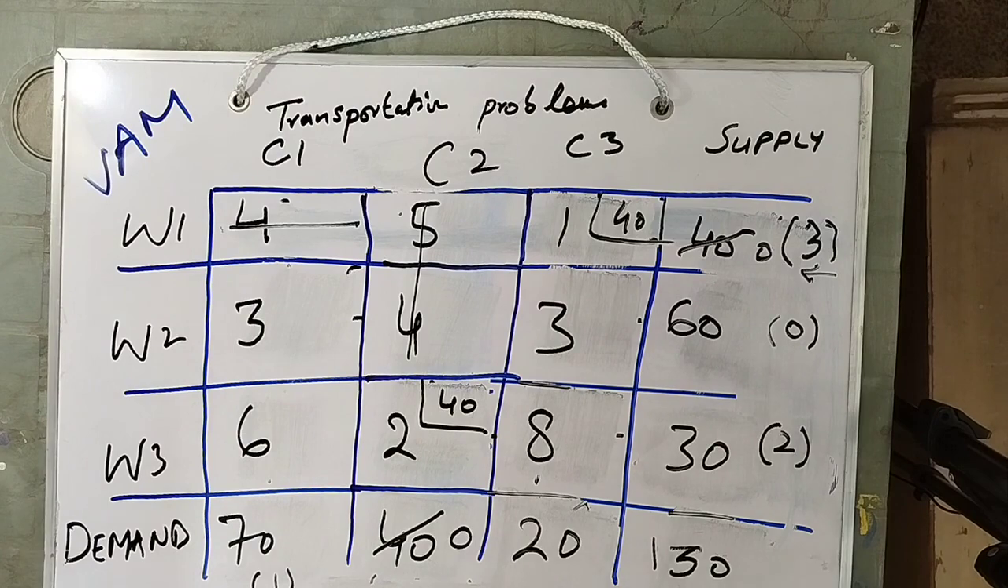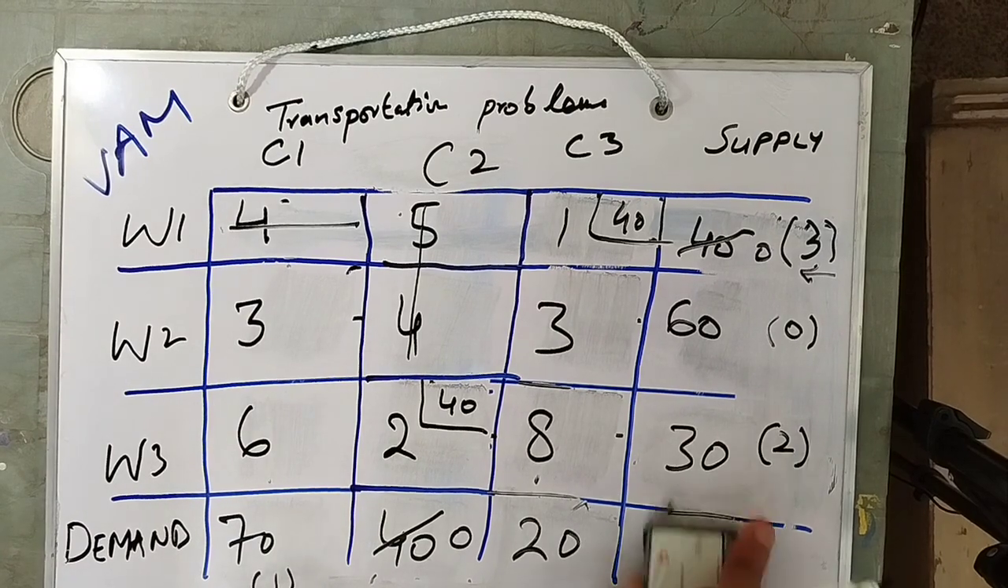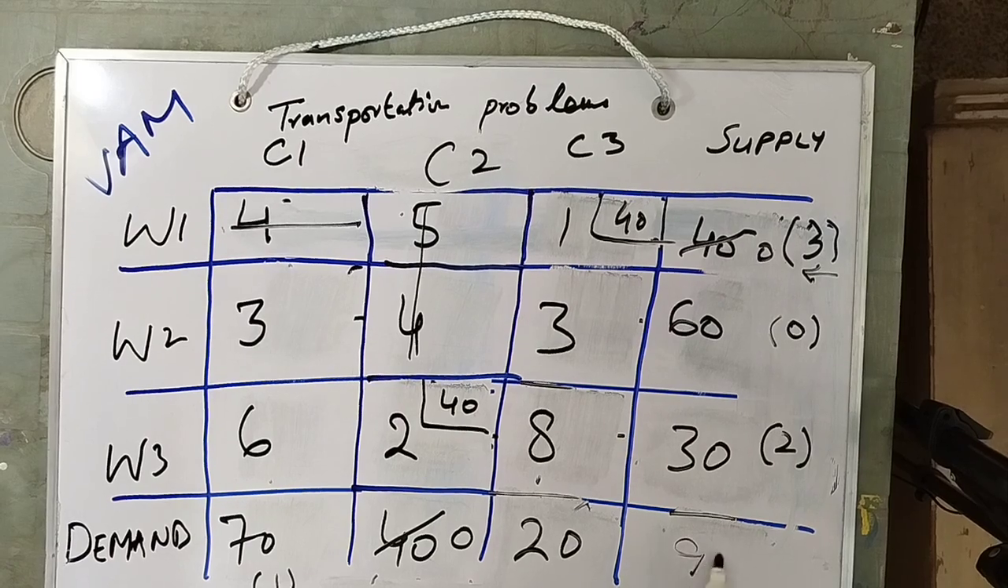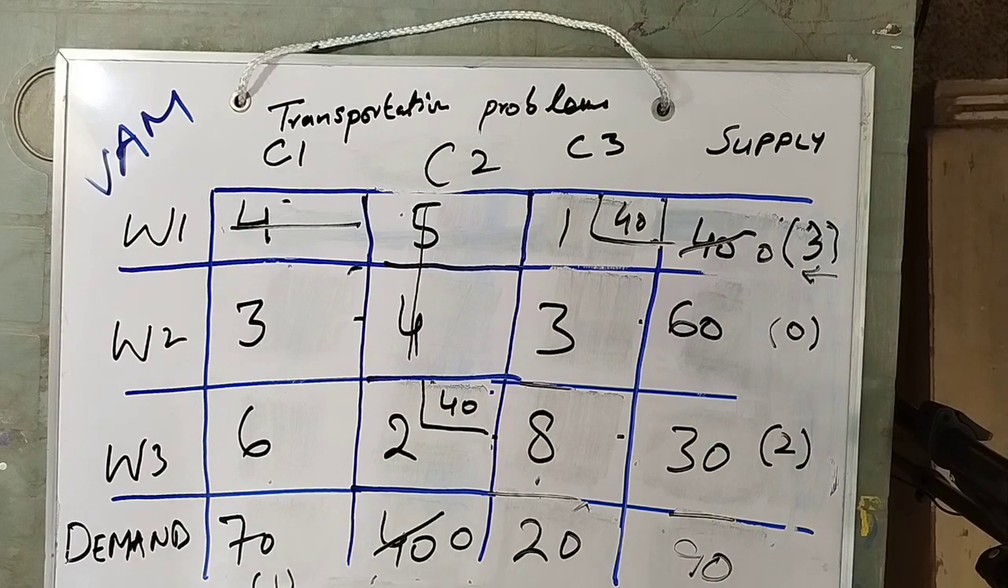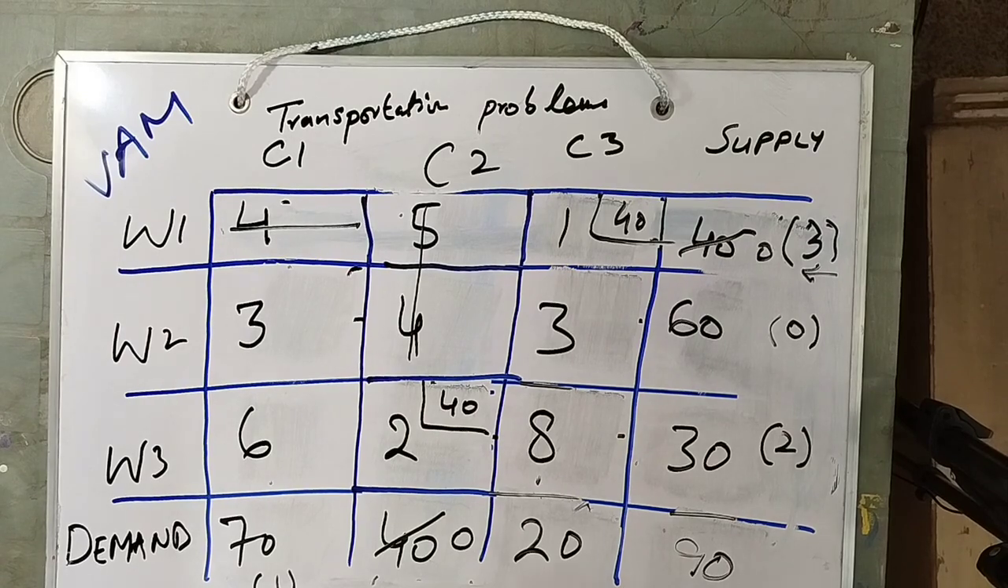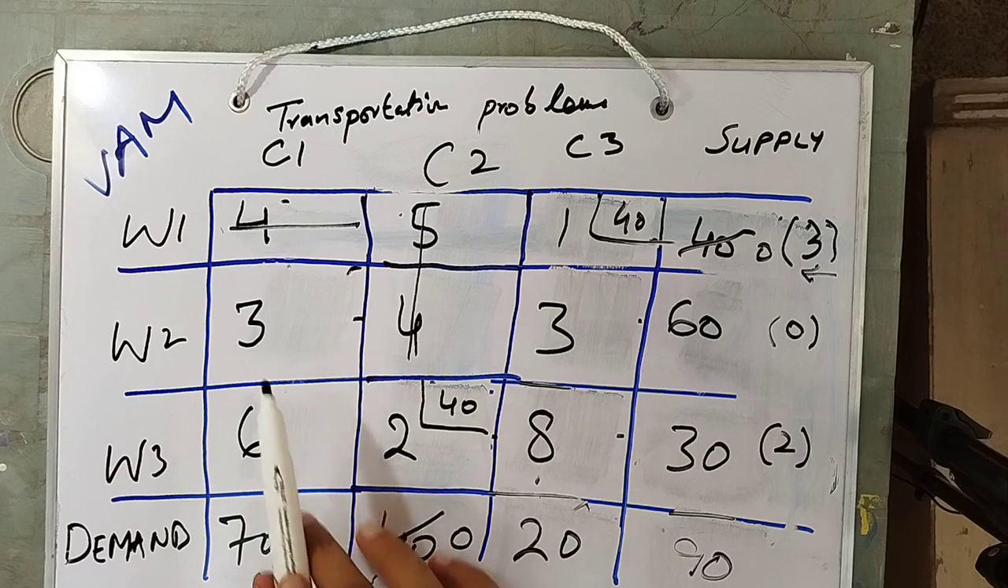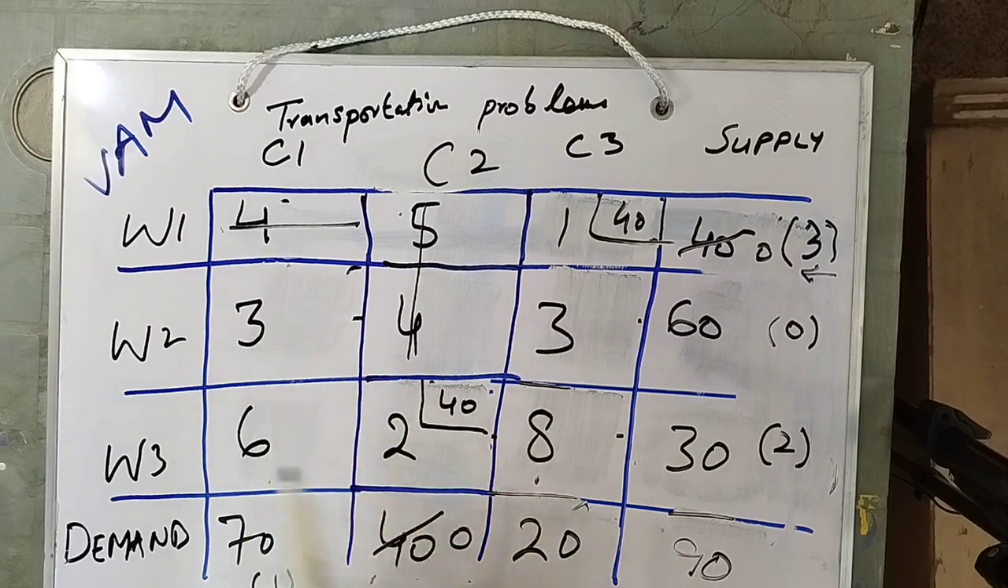Okay, now we need to see whether the demand and supply are same or not. Very important. 60 plus 30, 90. And 70 plus 20, 90. So this is correct. Now, let's see the remaining. What are remaining? This 3, 6, 3, 8 are remaining. This is cut, this is cut, this is cut, this is allocated, this is allocated. So over here, what will we do? We have to find out the penalty again.